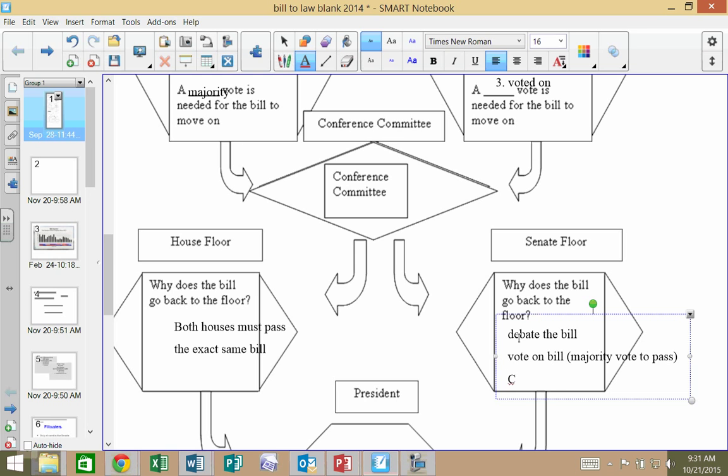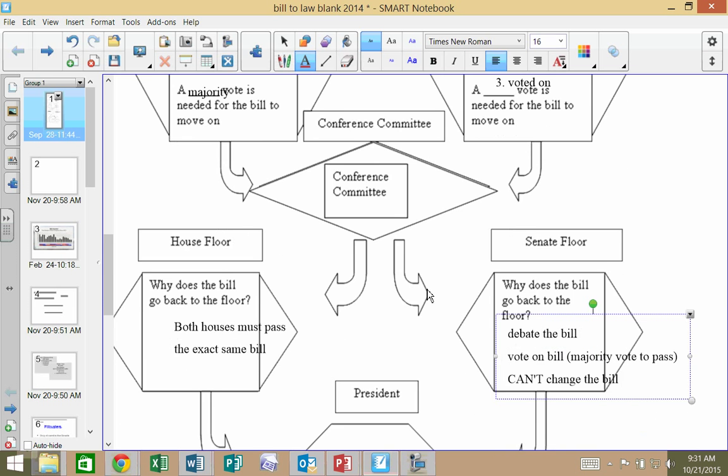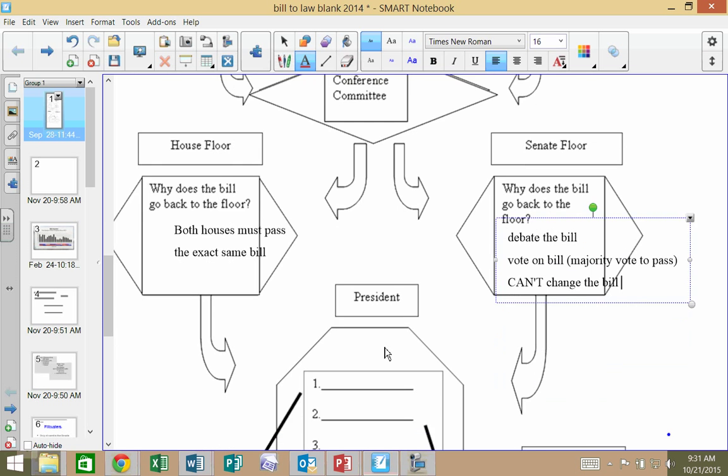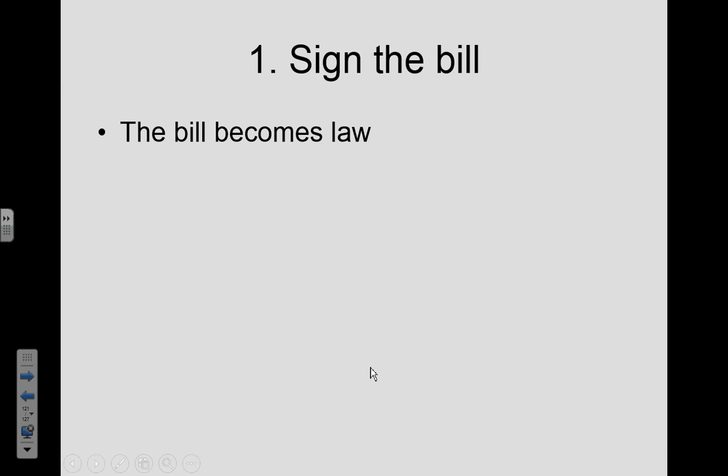But they cannot change the bill. All right, so if that bill passes the House and the Senate again, the next step is to go to the President of the United States. The President has some options. Number one, the President can sign the bill. And if the President signs the bill, that bill becomes law.